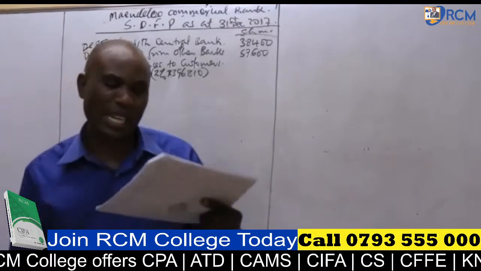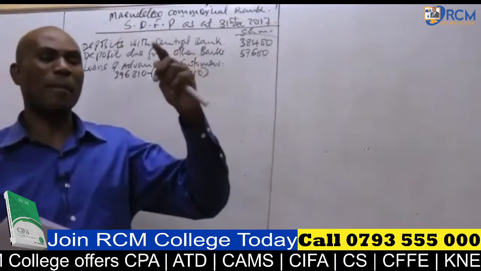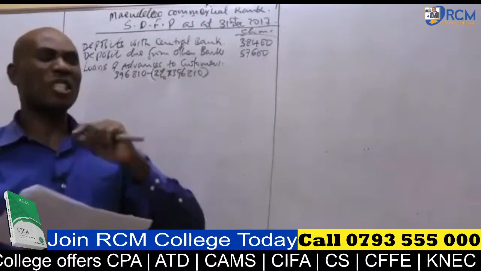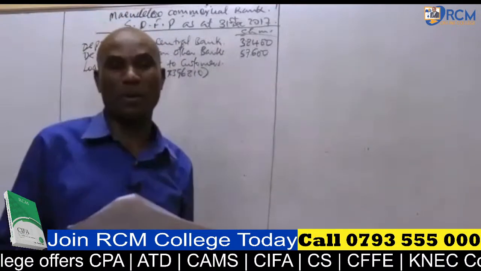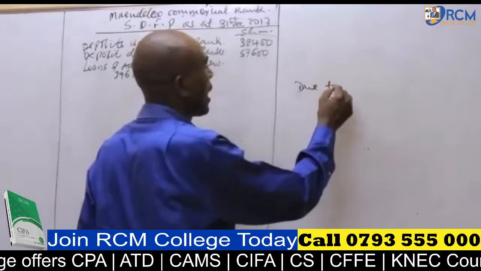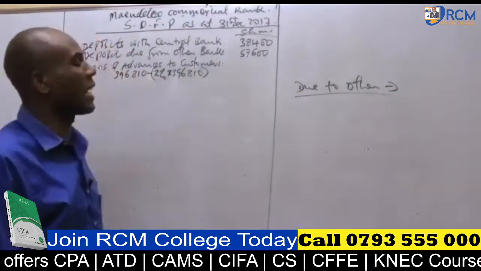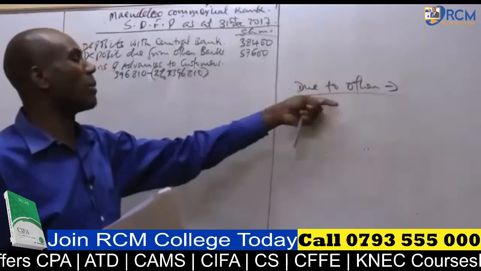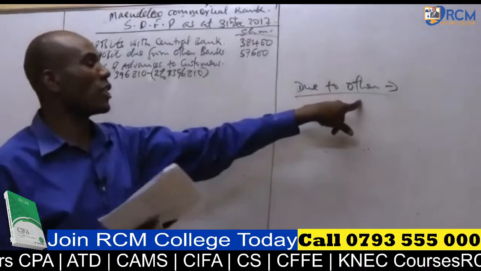Gladys, when the examiner says due from other banks, it means we deposited, therefore we are to get it due from. But due to other banks means we received money from other banks. Get that clarification. Therefore, we are to pay due to other banks.